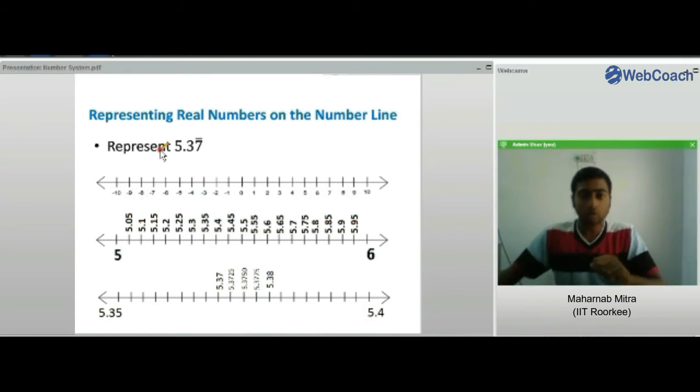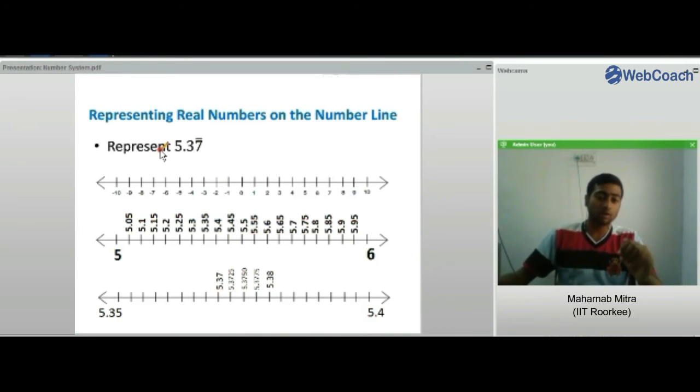Now let's see how to represent these peculiar numbers which get repeated one after the other on the number line. As they are getting repeated one after the other, we can't actually specify exactly where the value is going to be until and unless we find the fractional view of it and then represent it on a number line in the form of a fraction, right? But if you are asked to represent this number 5.37 bar directly on the number line, how will you do it?